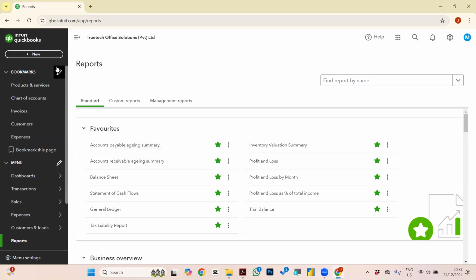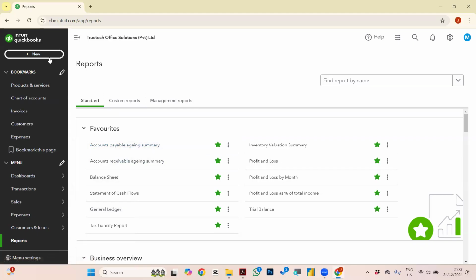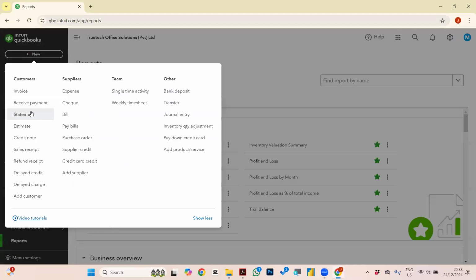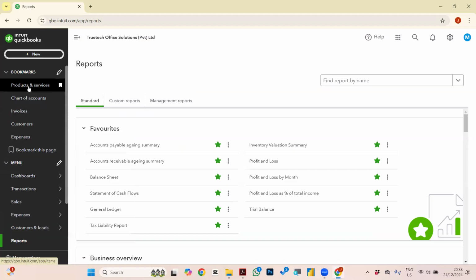But again, you should understand, we don't have too many things in this QuickBooks, only very few things. If you want to do something new, you go here, you do the transactions, and it's not too much. Also, there are only very few items in the menu: products, chart of accounts, invoices, customers, expenses, very few things. It's not a very big thing, just a small thing.